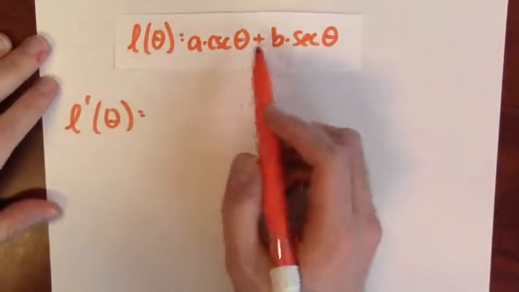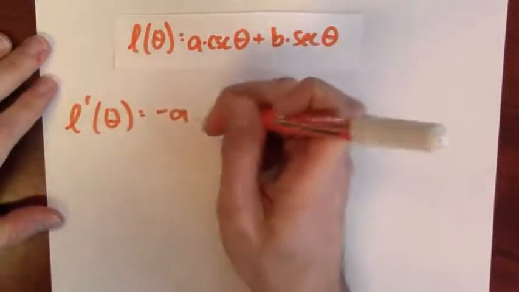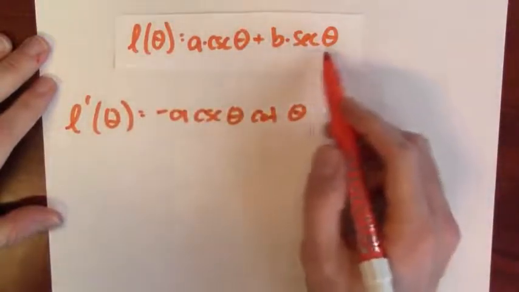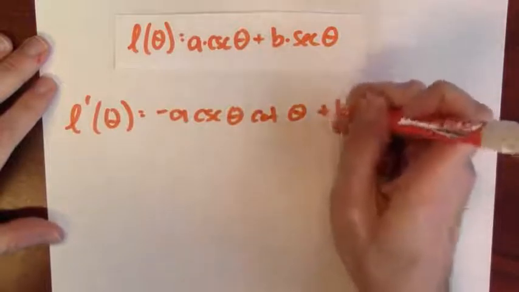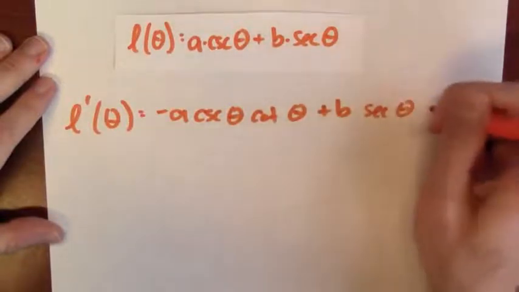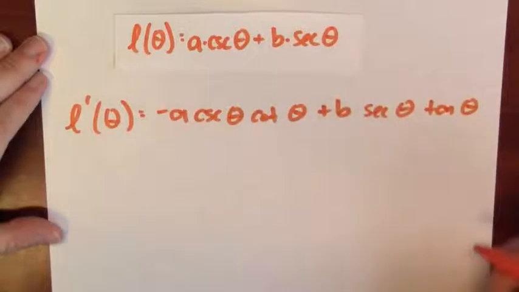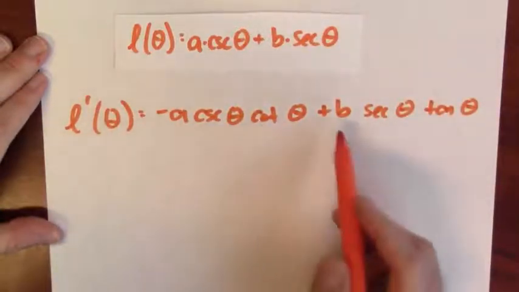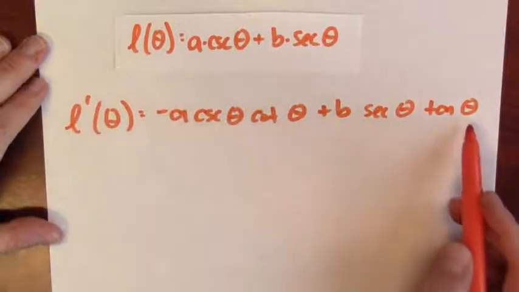Well, what's the derivative of cosecant? That's minus cosecant theta cotangent theta. And what's the derivative of secant? Well, that's secant theta tangent theta. So that's the derivative of L: minus A cosecant theta cotangent theta plus B secant theta tangent theta.